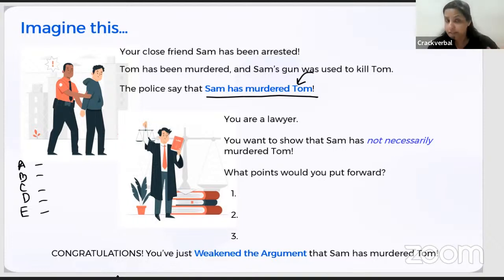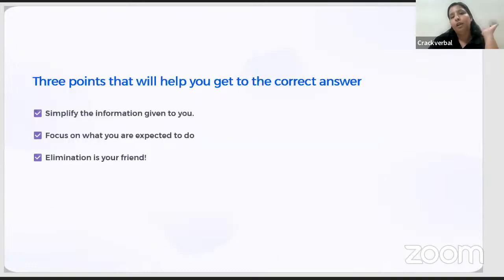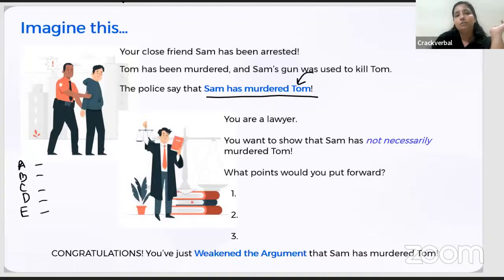There are 3 things though that I would like all of you to keep in mind when you're tackling a weaken the argument question. And keeping these 3 things in mind, you need to be like a horse with blinders on. You're not going to let yourself stray and look left or right. Keep your focus on and keep these 3 things in mind. You need to simplify the information given to you. I've just given you some information here. All of this is data. What you need to do is simplify the data as much as you can.